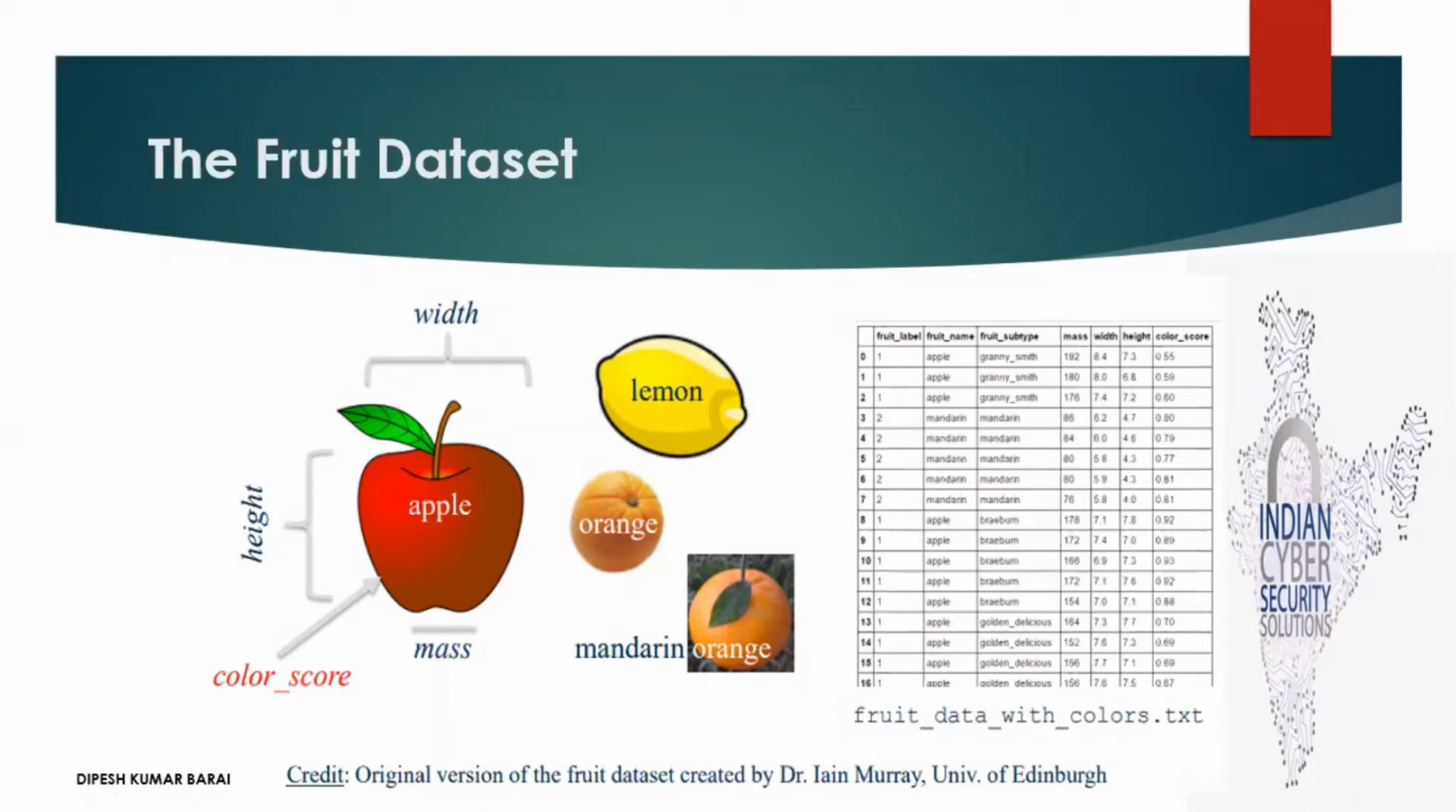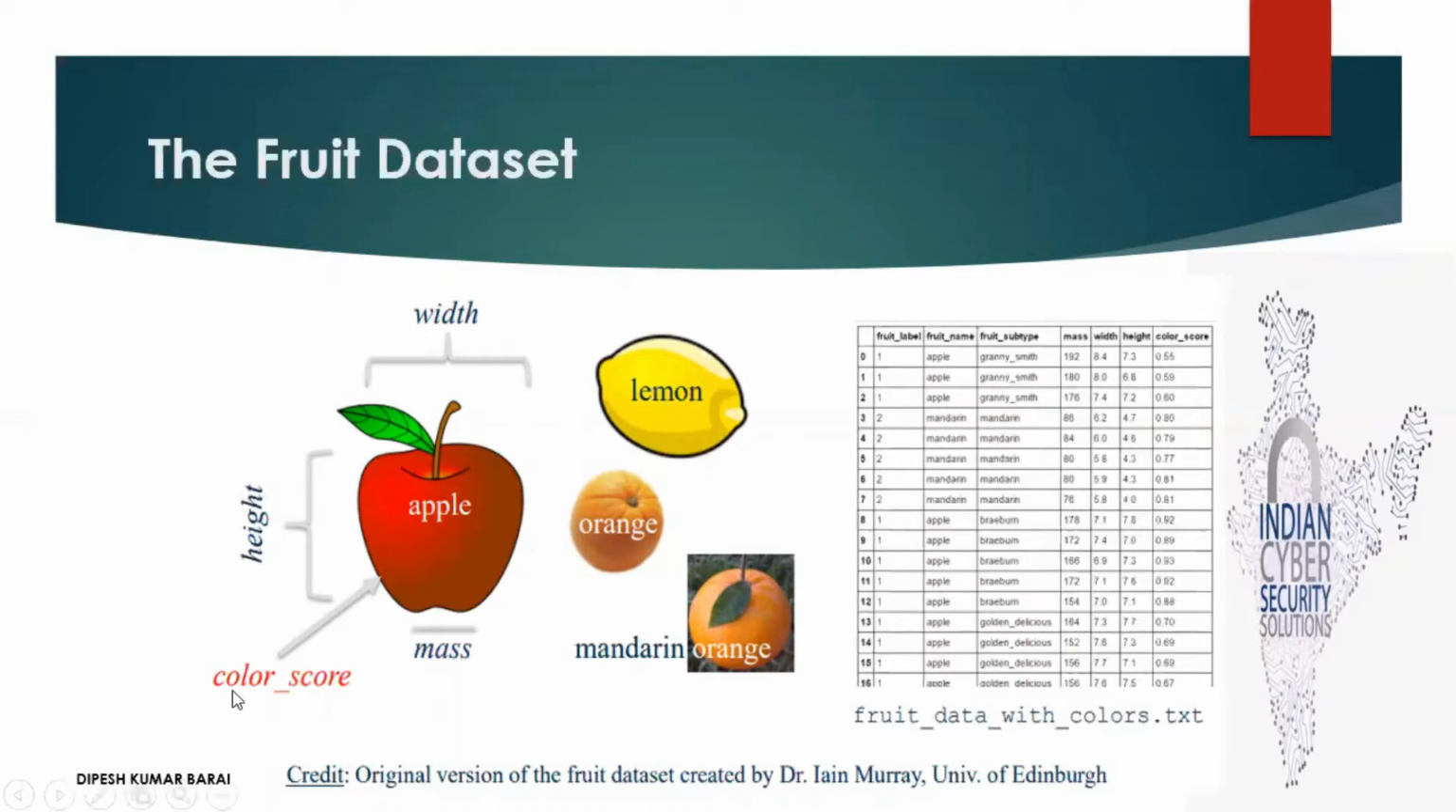Here is a small data set with various fruits, and every fruit has its width, height, and mass, and the color scores we already have in our data set. Now, if a new fruit comes with mass 150, width 8, and height 9, what will this fruit be? It can be an apple, lemon, orange, or mandarin. So we will classify the class of the fruit.